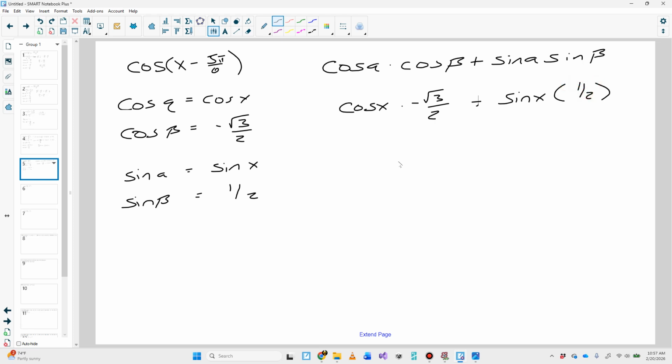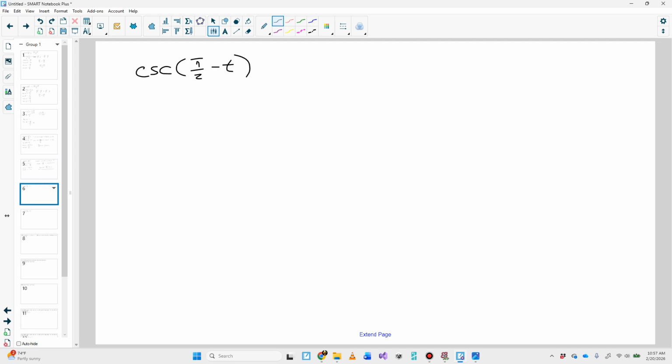So I can rewrite this as follows: 1/2 sine x minus the square root of 3 over 2 cosine x. That's the answer to that one in terms of sine and cosine. Okay, now we have switched to a new set of problems.